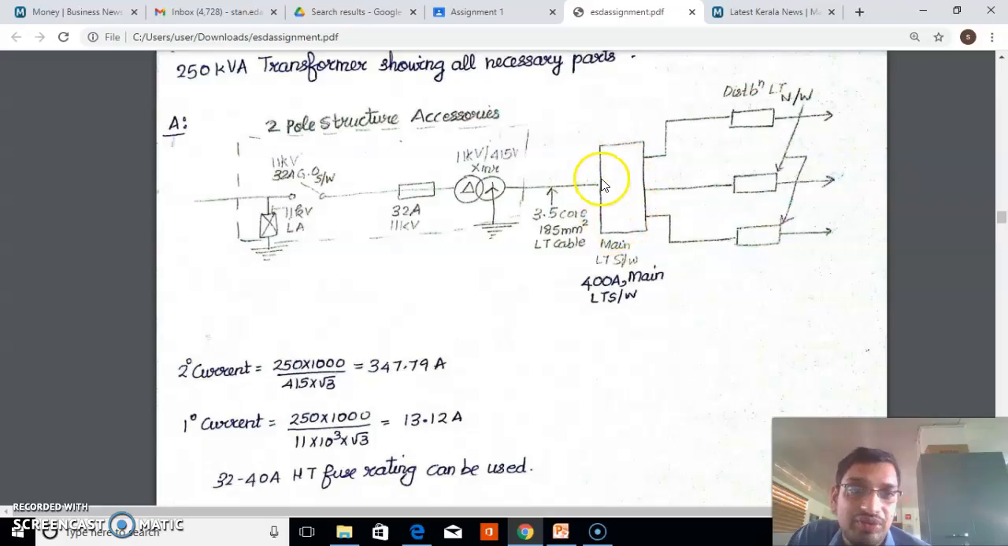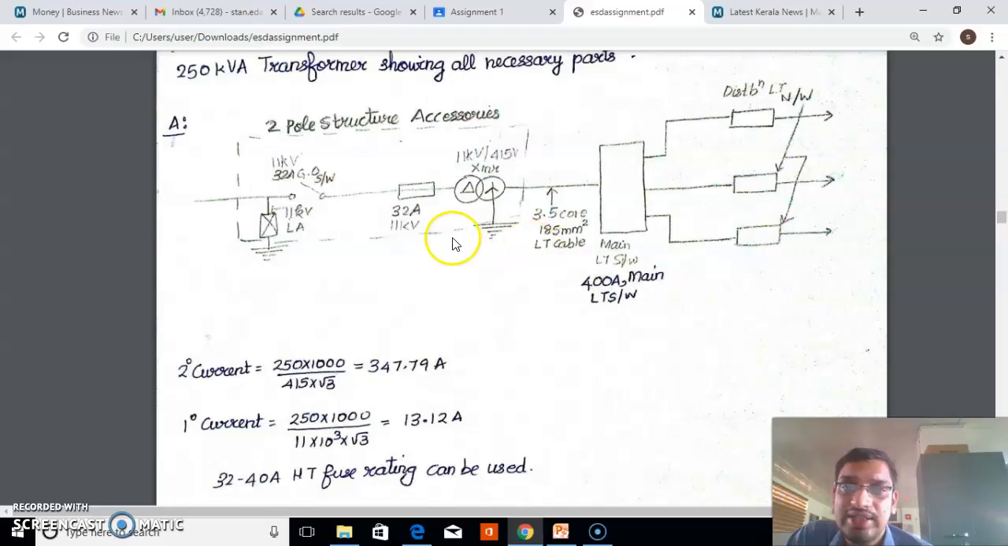This is the secondary fuse, the secondary main box. The current carrying capacity of the secondary should be above the rated secondary current of the transformer, 347.79. From the data book, table number 31, the current is 333 ampere. So you can use a current rating above 333, or above 347 ampere. That's why we put 400 ampere in the main switchboard.